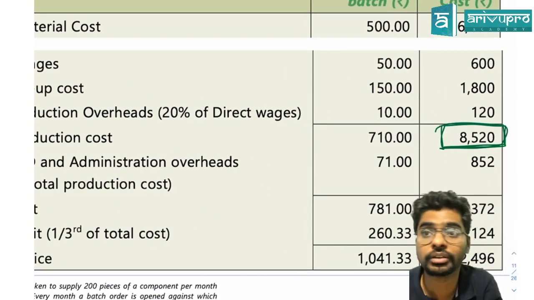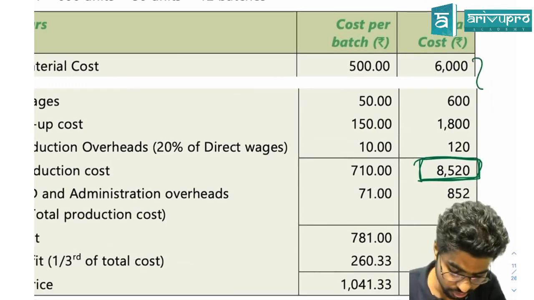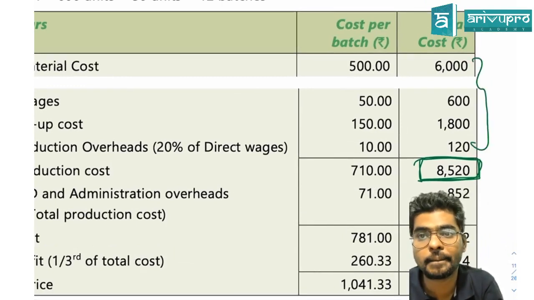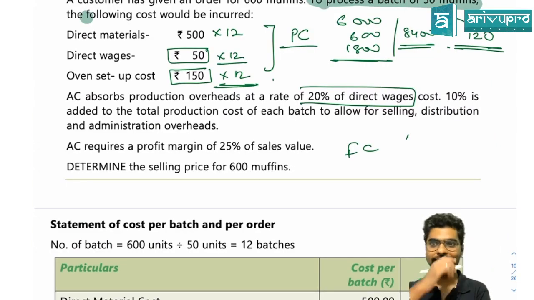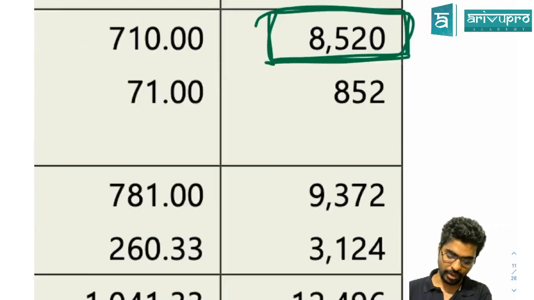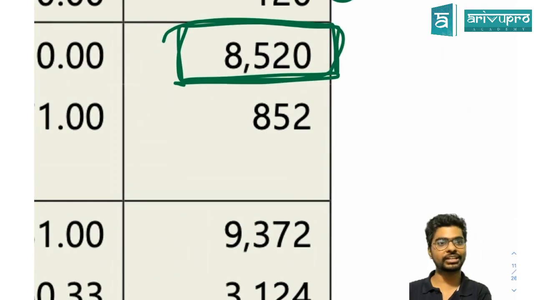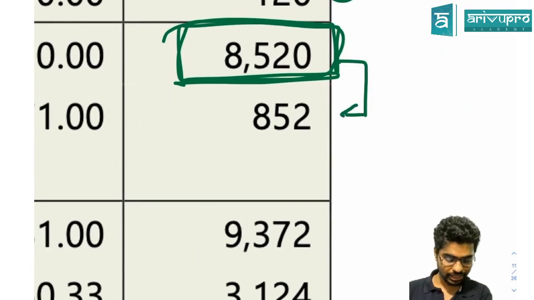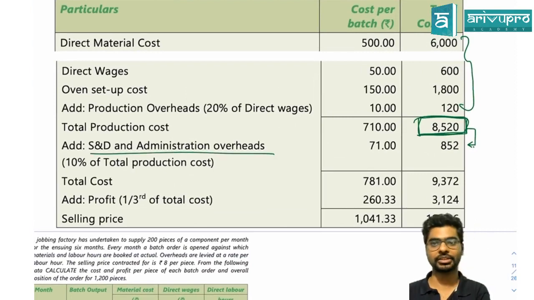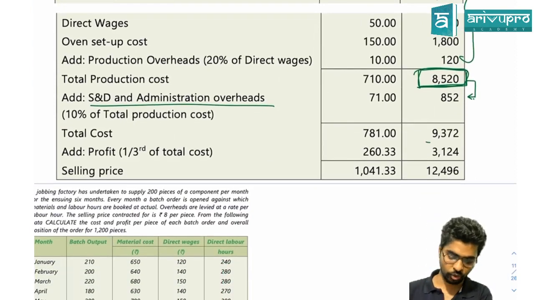Anyone, any doubt? That is adding up all the 4. Easy na? Then they are saying 10% of the production cost is gonna be for selling, distribution and administration. My production cost is what? 8520. 10% I am going to be adding it towards my selling and distribution and administration cost. Therefore, my total cost becomes 9372.